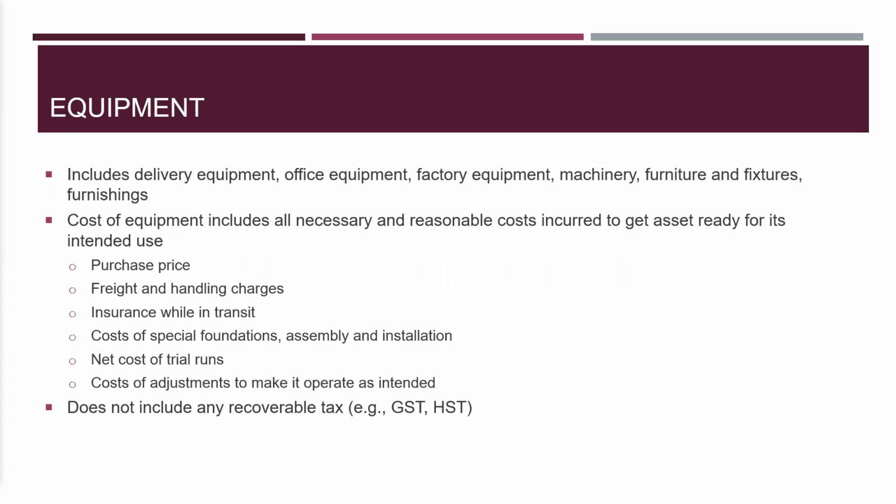Related to your equipment, we will see a lot of different types of equipment in the account, such as your office equipment, delivery equipment, fans, machinery, your furniture, fixtures. What we get to include in the cost here is your purchase price, any freight and handling charges, insurance while the asset is in transit, any specific cost related to bringing your asset to a usable condition, such as your foundation, assembly, installation, any net cost of trial runs, cost of adjustments to make the operations as intended, but any cost that is recoverable will not become part of your asset cost, such as your taxes.